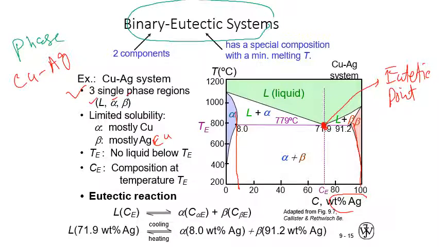The composition at temperature is Te, and at the eutectic point there is a reaction occurring that is called the eutectic reaction. So Ce is basically the composition of the silver at the eutectic point. The eutectic reaction we can write like this: L of Ag is in equilibrium with alpha at Ce plus beta at Ce. For example, here the composition of silver is 71.9 weight percent. So we can see that the 71.9 weight percent silver liquid converts to 8% alpha plus 91.2% silver beta.